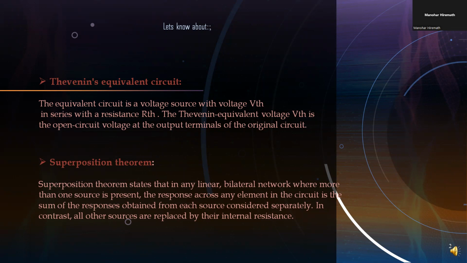Superposition theorem. The superposition theorem states that in any linear bilateral network where more than one source is present, the response across any element in the circuit is the sum of the responses obtained from each source considered separately, while all other sources are replaced by their internal resistance. Thevenin's theorem also states that an equivalent circuit can replace any linear circuit consisting of various resistances and voltage sources with a single voltage source and a series resistance connected across the load terminals.